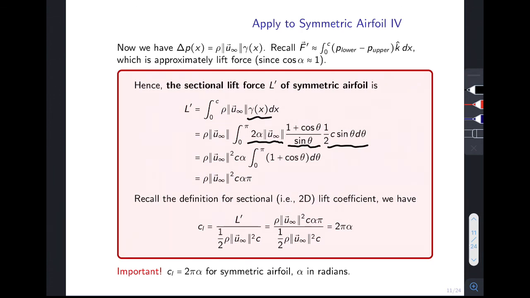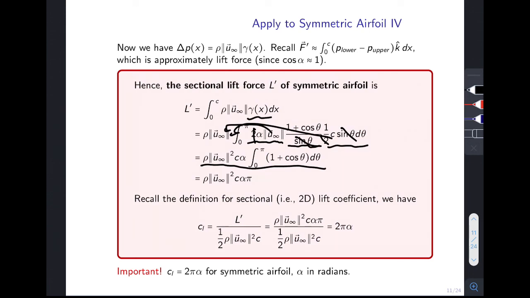You know the relation between x and theta, and you know the gamma theta expression, just plug in right here. Then you perform the integration. First, of course, sine theta cancels out, 2 cancels out over there. Then you put the U infinity and c in the front, so you get this expression right here. Then you integrate from 0 to pi for 1 plus cosine theta d theta. The second term will cancel out, so only the first term is left. So it's going to be just a pi over there.